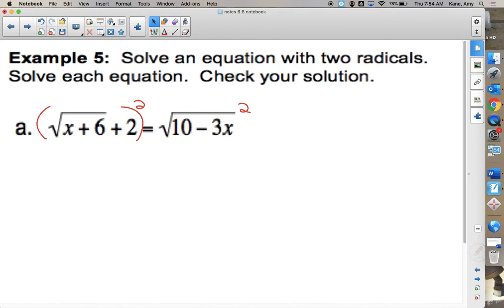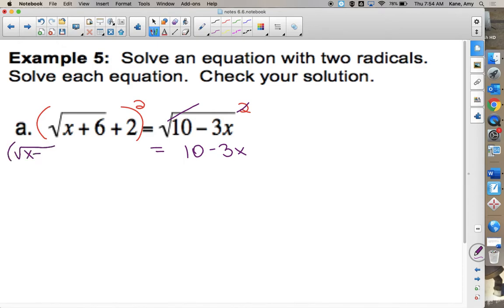So, Peter, if you square the right side, you end up with 10 minus 3x. So that's good because the radical and the power cancel each other out. However, on the other side, you're squaring those two things. I'm going to write it out because that really means you're taking the square root of x plus 6, plus 2, times the square root of x plus 6, and then plus 2 again. When something is squared, it really means there are two of them.